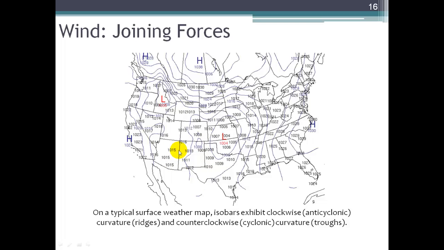We have areas of curvature. We have ridges around high pressure cells. So here's a high pressure cell, and we have a bit of a ridge that's developed here. Here's another high pressure cell, and we have a bit of a ridge that's developed here. And then we have troughs around our low pressure cells. So this would be a trough around a low pressure cell, and here's another trough around this low pressure cell.